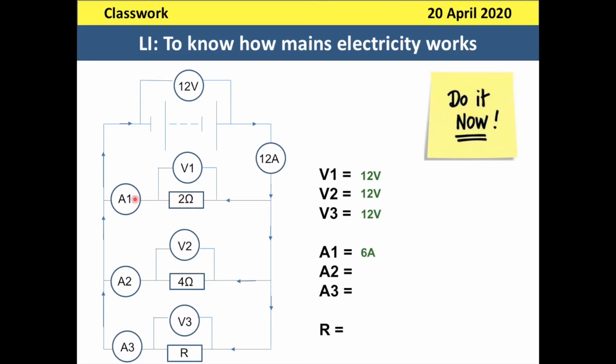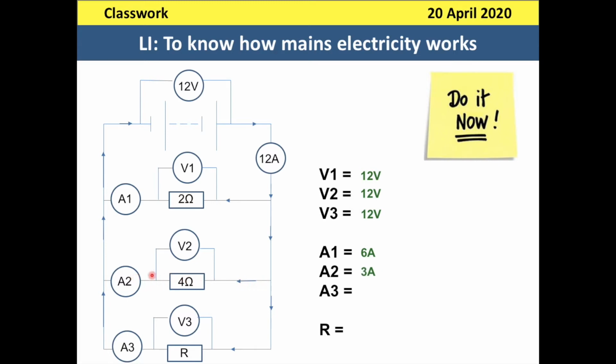Now, if 6 amps of current has gone through there, that means that 6 amps must carry on here. Now it then splits up again at this junction, and we'll do the exact same process to work out how much current goes this way. The potential difference is 12 volts, but the resistance this time is 4 ohms. 12 divided by 4 gives us 3 amps of current going this way.